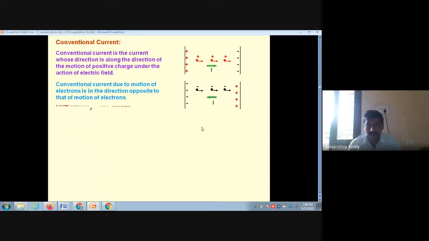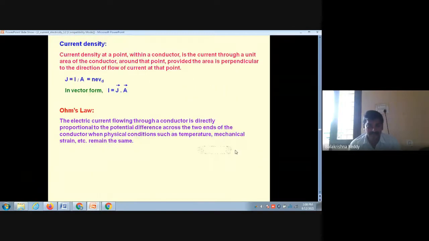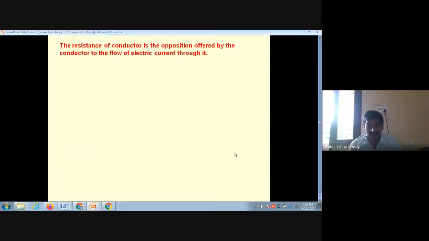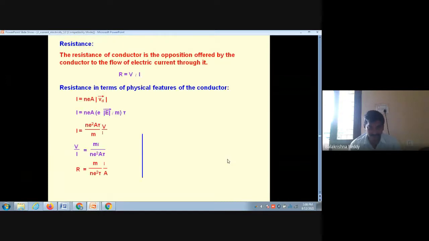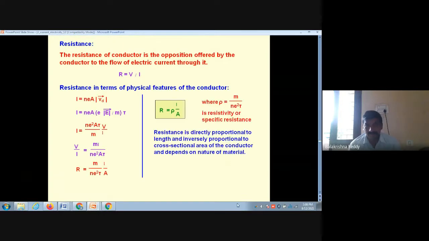So we will discuss the resistance and the effective factors of resistance through a cross-sectional area of a conductor, right? From that we obtained an equation yesterday, R equal to m by n e square tau into L by A, right? This is the complete resistance equation.